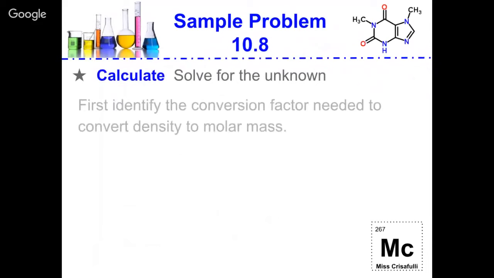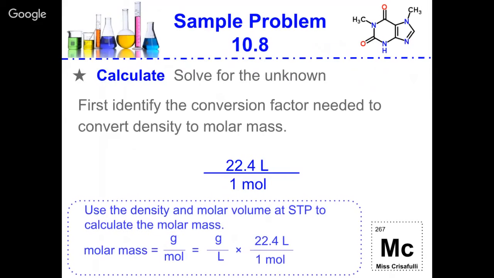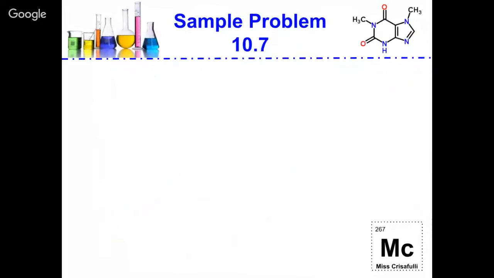So we need to identify the conversion factor needed to convert density to molar mass, and that's 22.4 liters is in 1 mole. And that's because molar mass has a unit of grams per mole. If I take grams per liter, which is my density, times the molar volume, 22.4 liters in 1 mole, our liters will cancel and we'll be left with grams per mole, which is what we want. Units in this section drive the calculations you need to do. So you need to pay attention to your units in order to get these correct.